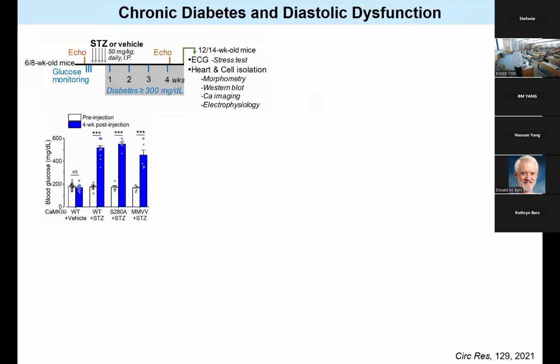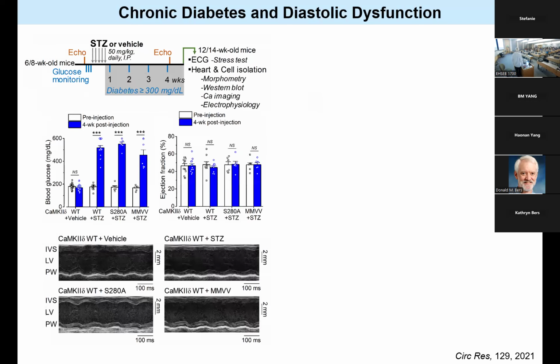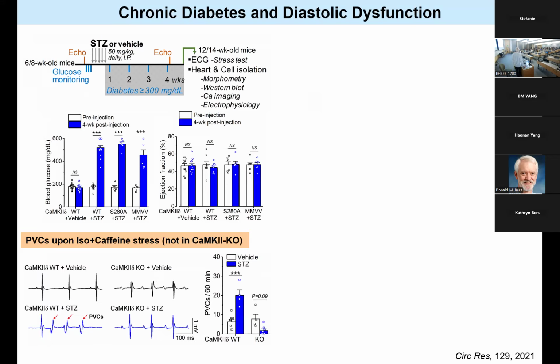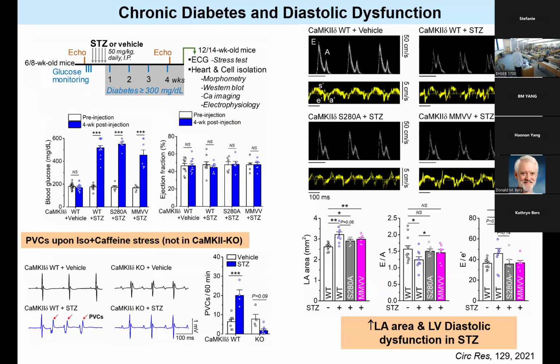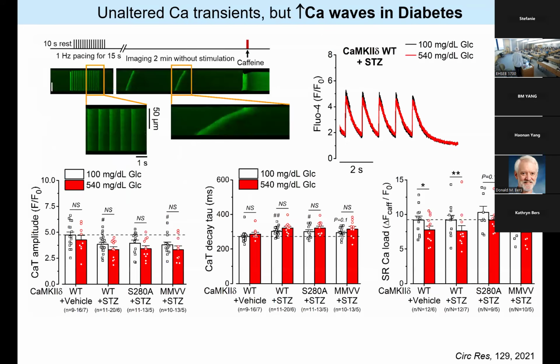But then we wanted to stress them with a more chronic stress with a type 1 diabetes model, in this case with multiple small STZ, streptozotocin injections. They developed robust hyperglycemia, normal ejection fraction. They were more arrhythmogenic at the whole heart level, and they had a little diastolic dysfunction. Well, I'll come back to diastolic dysfunction later.